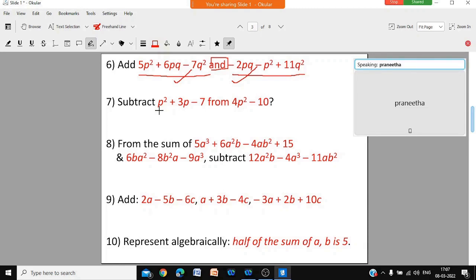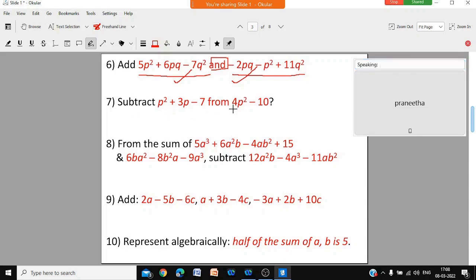Finish fast. Just addition. 5p square plus 6pq minus 7q square and minus 2pq minus p square plus 11q square. Add the two quantities. What is the sum of the two algebraic quantities? 5p square plus 6pq minus 7q square and minus 2pq minus p square plus 11q square. Finish? Yes, sir. Now, subtract.